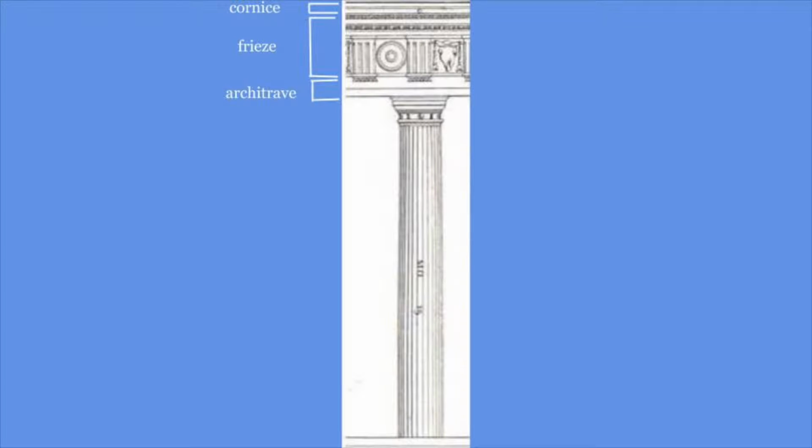Being held up by the column is an entablature, which consists of a cornice, a frieze, and an architrave. Like the capital, the entablature varies in its decoration. For some, it's more plain and simple, while for others, it is more decorative. At the very top of the entablature is the cornice. Underneath that is the frieze. The frieze is a decorative band. The architrave is below the frieze and is the very bottom part of the entablature.